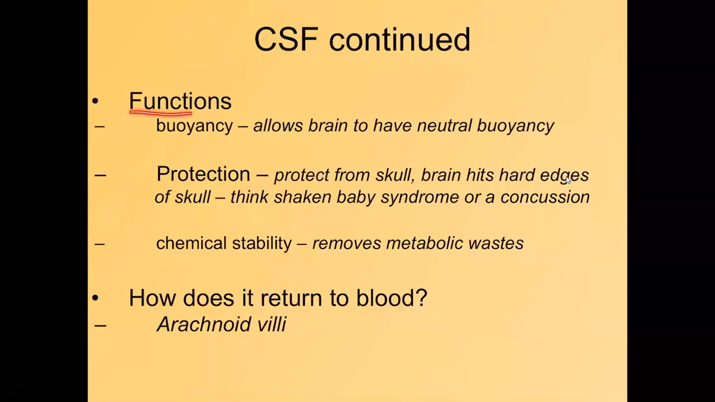So why do we have cerebral spinal fluid? One thing it does is give your brain neutral buoyancy, so it's kind of floating in your skull. It's going to protect your brain from hitting the rough edges of your skull. It's also going to chemically protect your brain, removing waste that's building up and returning it to the blood with the arachnoid villi. If those get clogged up, you can have problems, but they can be fixed.